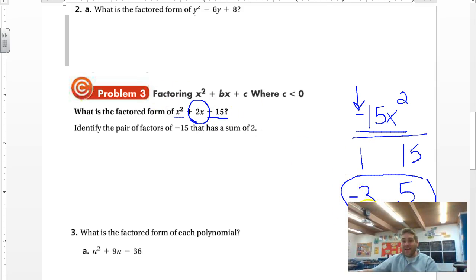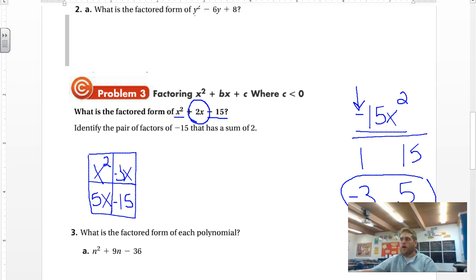Once again, I made the 3 negative because it has to be a negative 15. So negative 3 times 5, and then negative 3 plus 5 gives me my 2. So now when I draw my box, okay, my first term goes in the first box. My last term goes in the last box. And then my negative 3x, and then 5x.